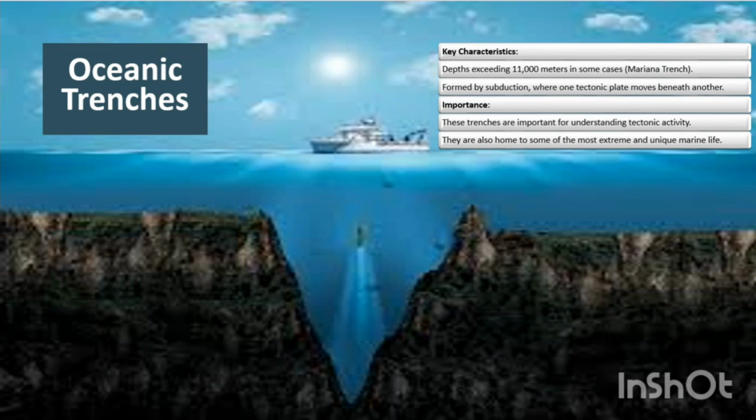Next, one of the most dramatic features of the ocean relief is the oceanic trench. These are long, narrow, and extremely deep depressions formed where tectonic plates collide. For example, the Mariana Trench is the deepest part of the world's ocean. The key characteristic of ocean trenches is their depth, which extends around 11,000 meters in some cases, like the Mariana Trench. They are formed by subduction, where one tectonic plate moves beneath another. The importance of these oceanic features is that trenches are important for understanding tectonic activity, and they are also home to some of the most extreme and unique marine life.